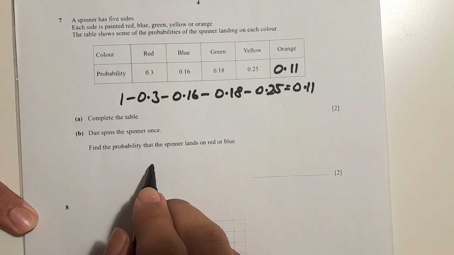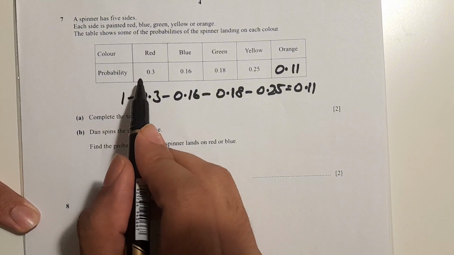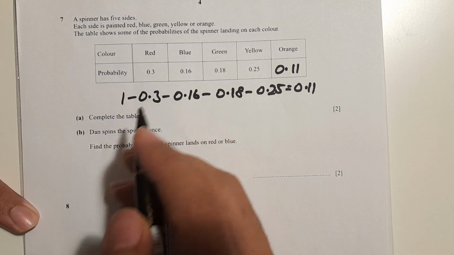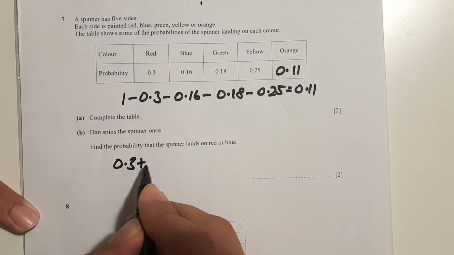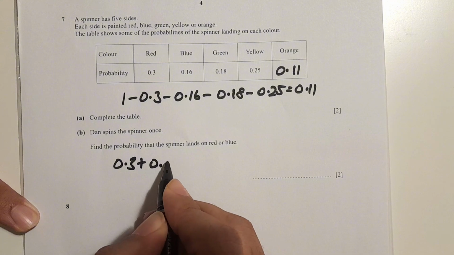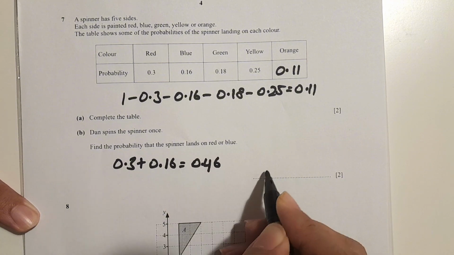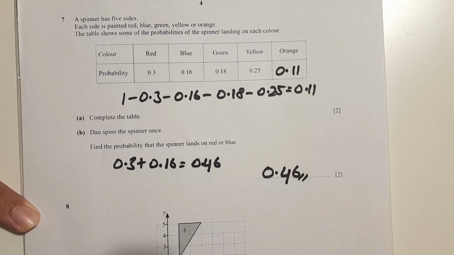So if we have the probability of 2, which is red and blue, what we will do is add the probabilities of red and blue together. So we have 0.3 plus 0.16, which is 0.46. So 0.46 will be the final answer.